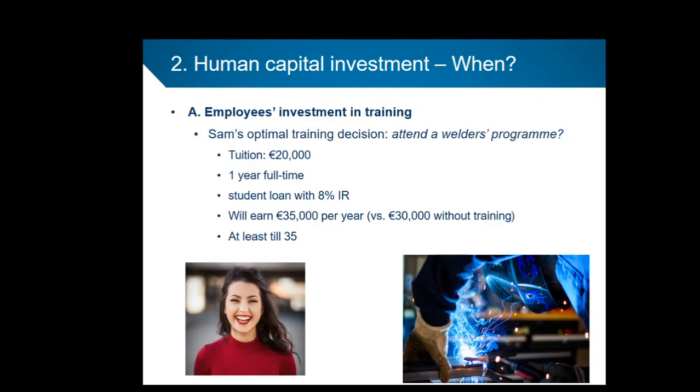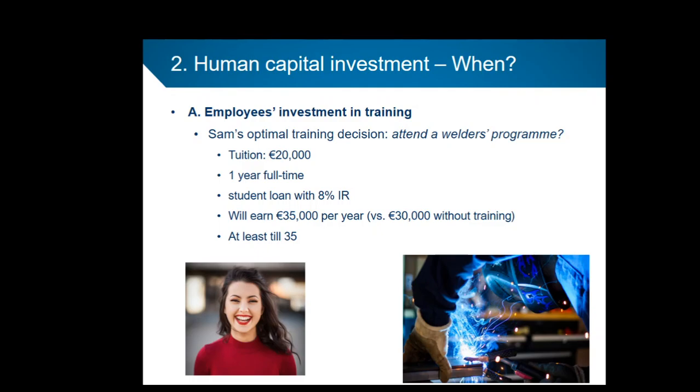So this is Sam, meet Sam. Sam is an 18-year-old girl from Tilburg and she wants to attend a welders program. There is a small issue, however: this program costs 20,000 euros and it requires her to invest 1 year full-time. So she can't combine it with her student job at Albert Heijn or another student job. However, she was lucky, she was able to secure a student loan at an interest rate of 8%.